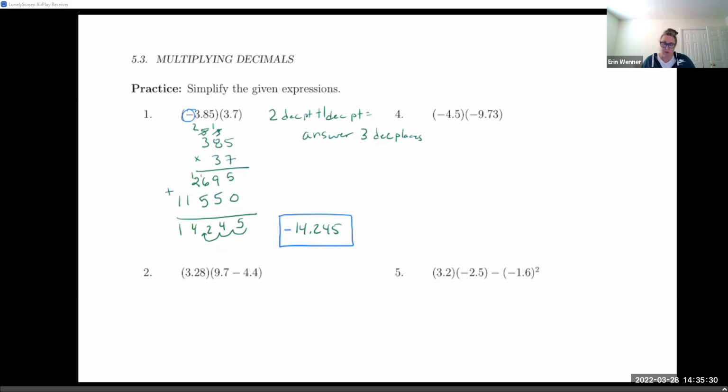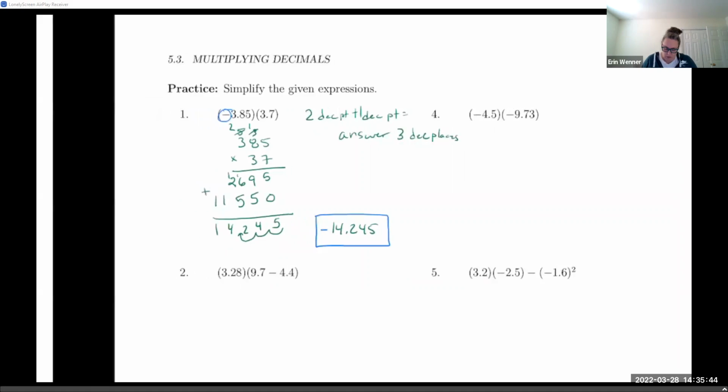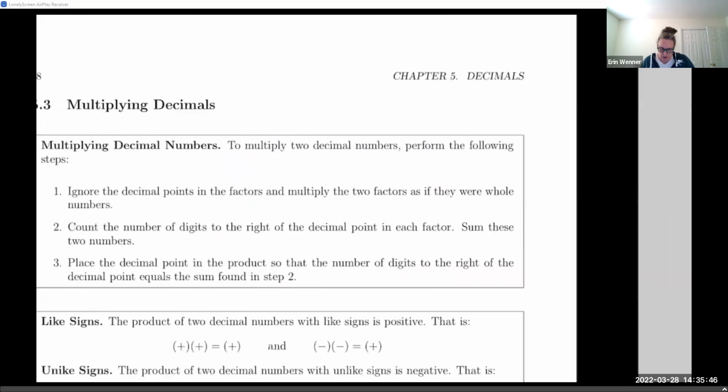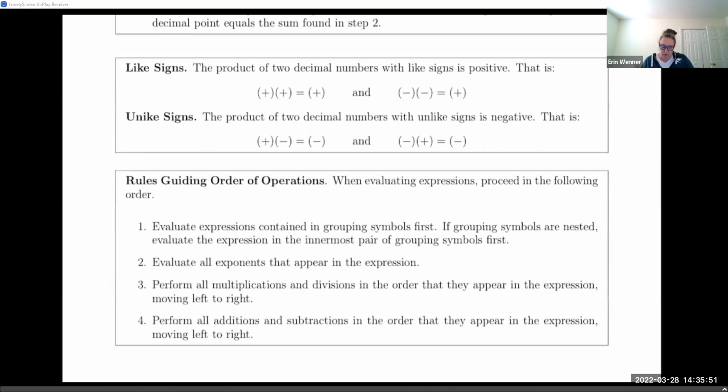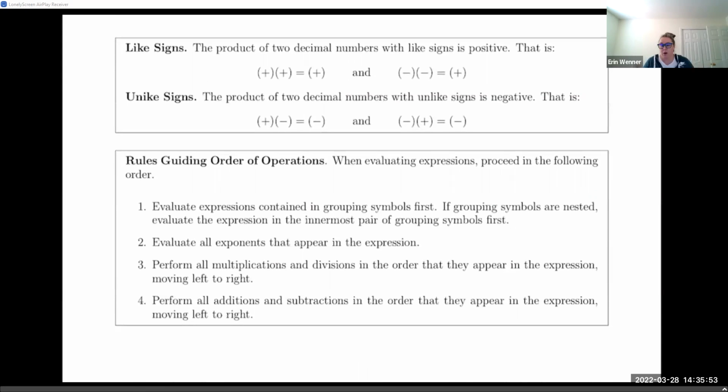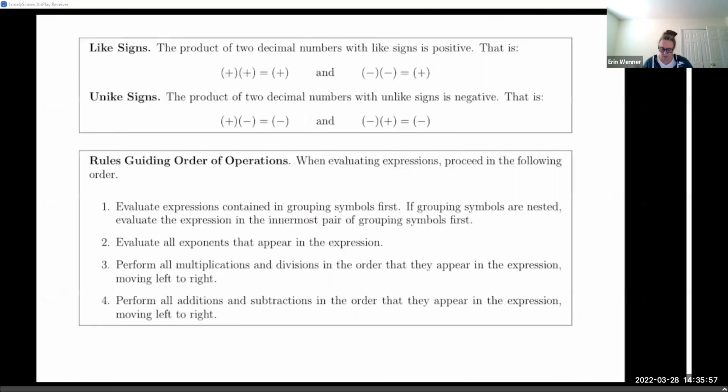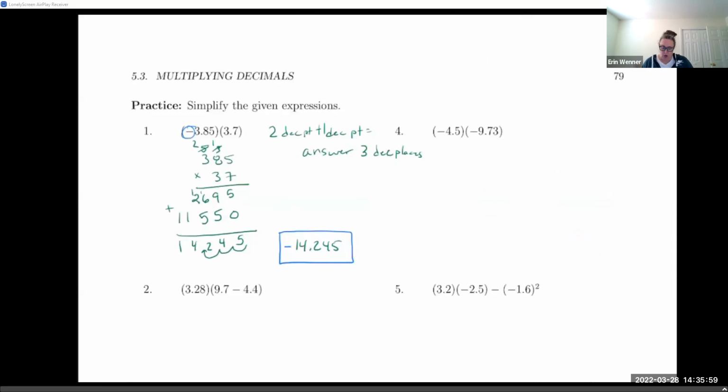Again, we know we want to follow that a positive times a positive is a positive, or a negative times a negative is a positive, or finally, if the signs don't match, meaning a negative times a positive or positive times a negative, our answer will be negative. So if we go back to that previous page, there's that whole like signs, unlike signs. And then in terms of order of operations, all the normal order of operations apply when we're dealing with decimals, okay? That's all they're trying to say there.